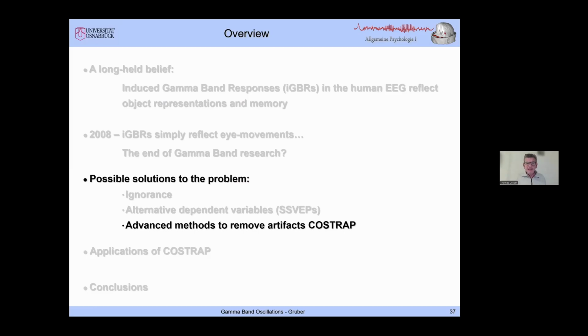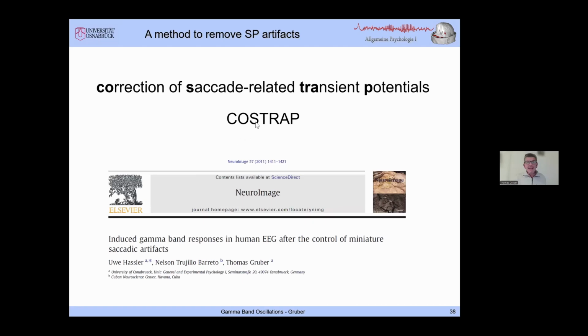And this algorithm we have developed, we named it COSTRAP. COSTRAP stands for Correction of Saccade-Related Transient Potentials. This algorithm was developed by two great colleagues of mine, Uwe Hassler and Nelson Trujillo Barreto. Nelson is a physicist, also always good to have a physicist on board if you deal with complicated signals.